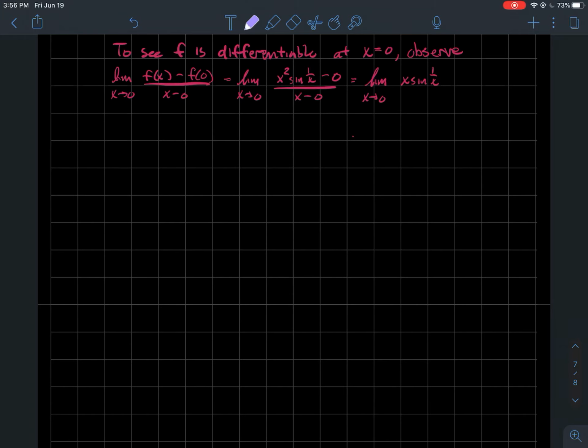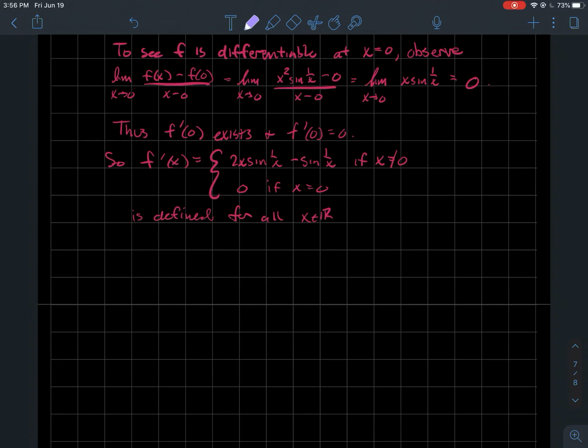And now in this case, what this difference quotient simplifies to is really x times sine of 1 over x. And why is that cool? Because I know from above, what we started this video off with, that goes to 0. So why is that great? Well, I got that this limit is a number. So that means f prime exists. So f prime of 0 exists, and we can conclude f prime of 0 should just be 0.